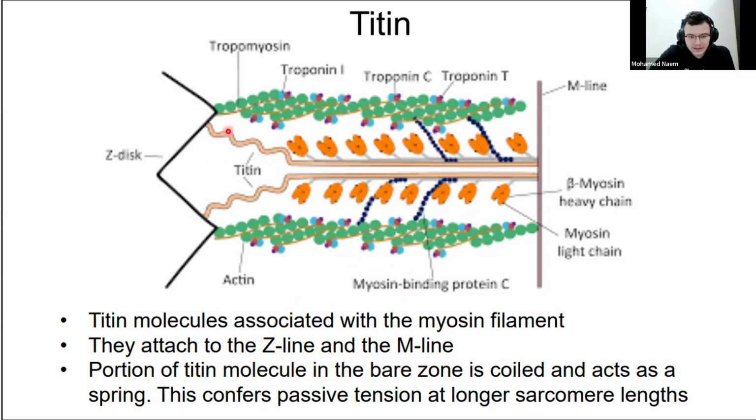So basically this titin molecule, as you see here, goes from the M line. Remember what the M line is? The one that holds the myosin. And the Z disc, the one that is attached to the actin filaments. You see these actin filaments? They are attached to the Z disc. Titin basically gets attached to both. So this is the titin, attached to both.